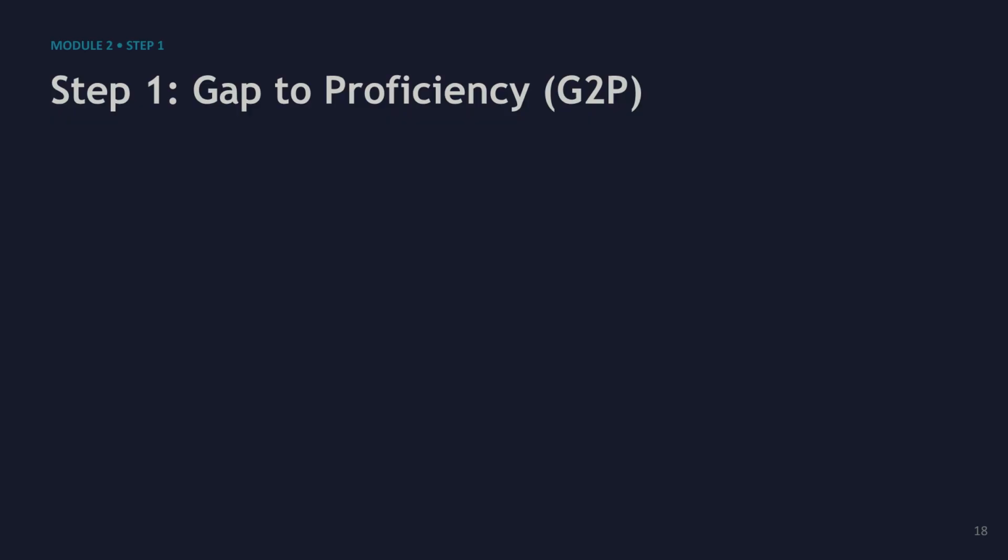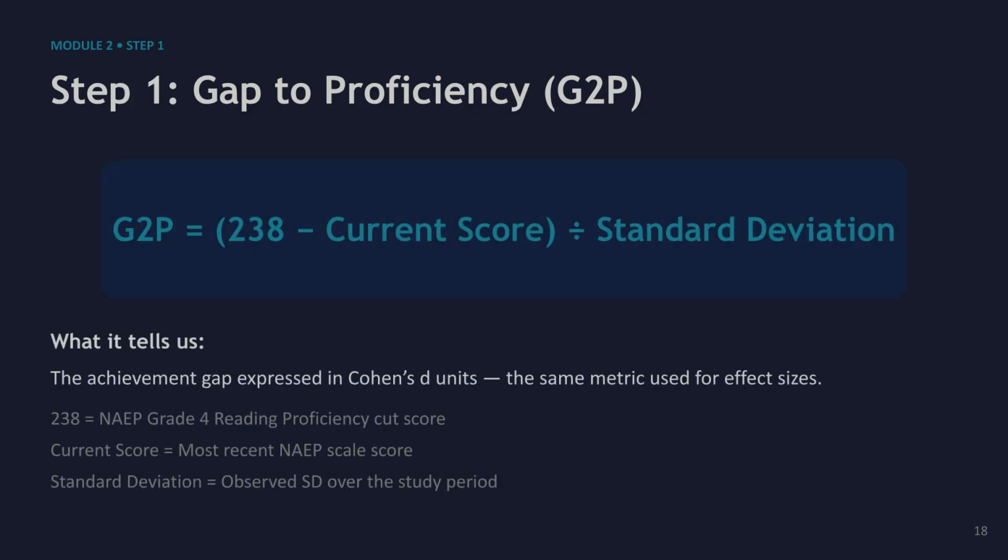Step 1 calculates the gap to proficiency, or G2P, in Cohen's d units. The formula is 238 minus the current score, divided by the standard deviation. This result expresses the achievement gap in the same metric used for effect sizes.